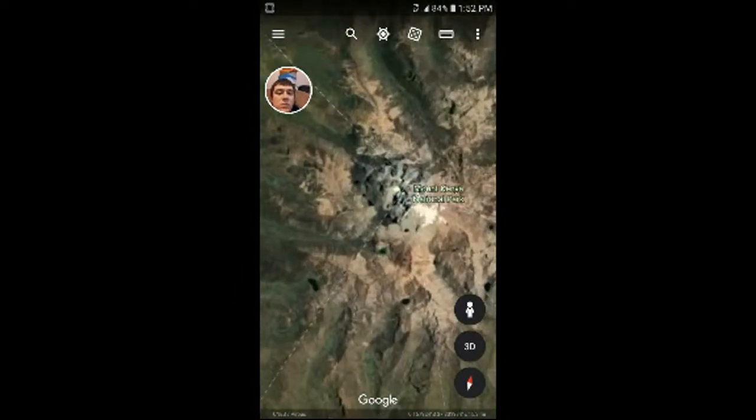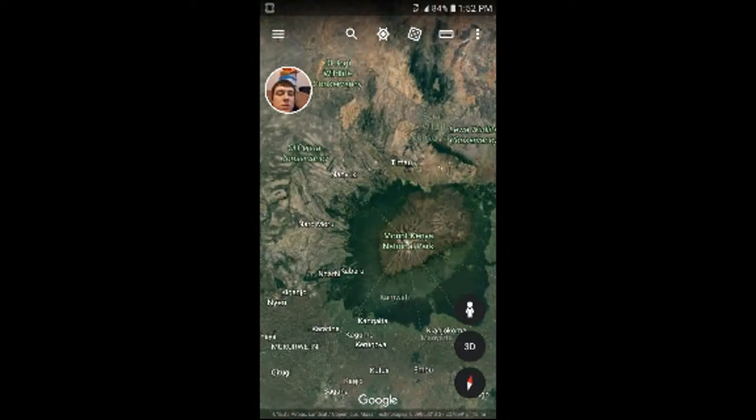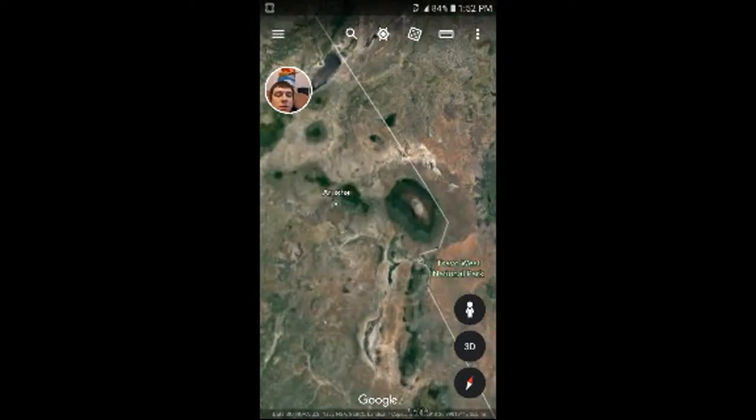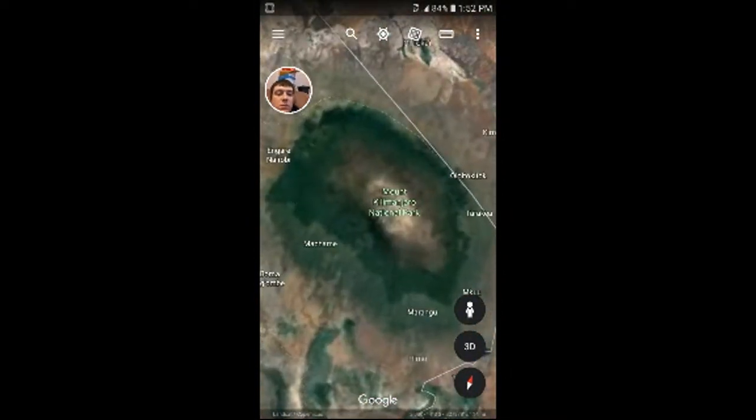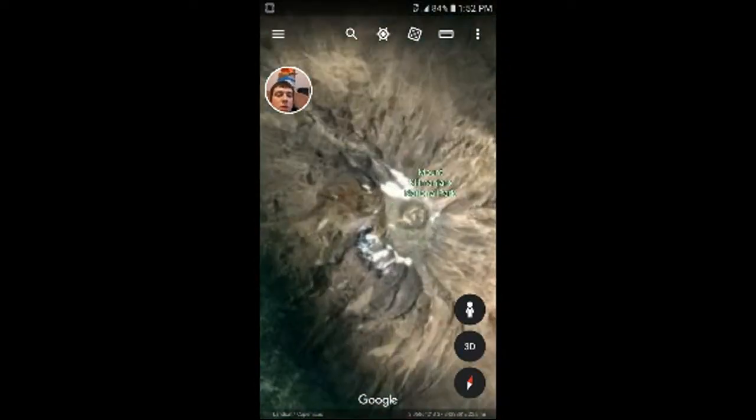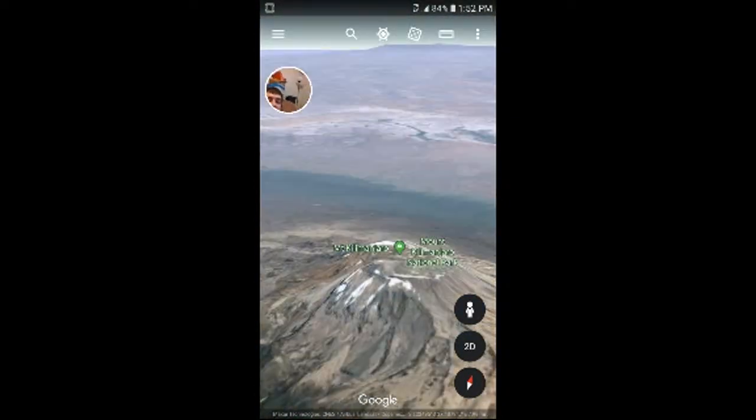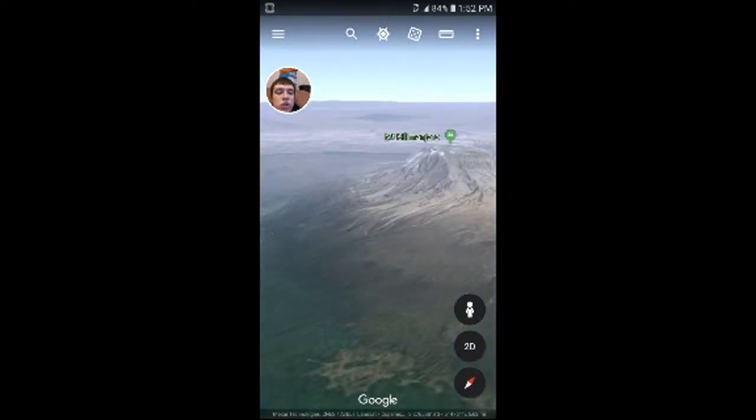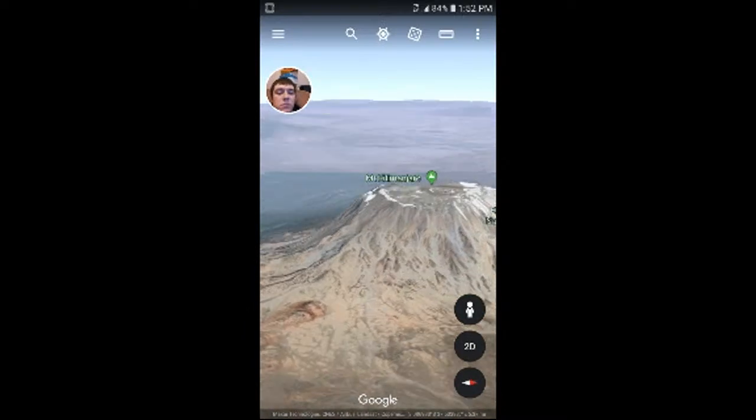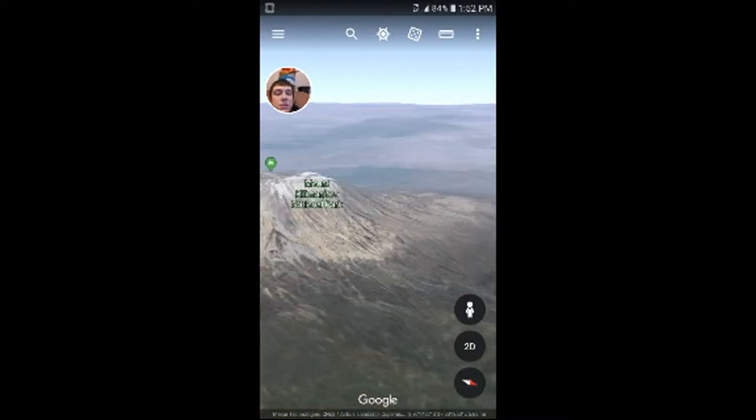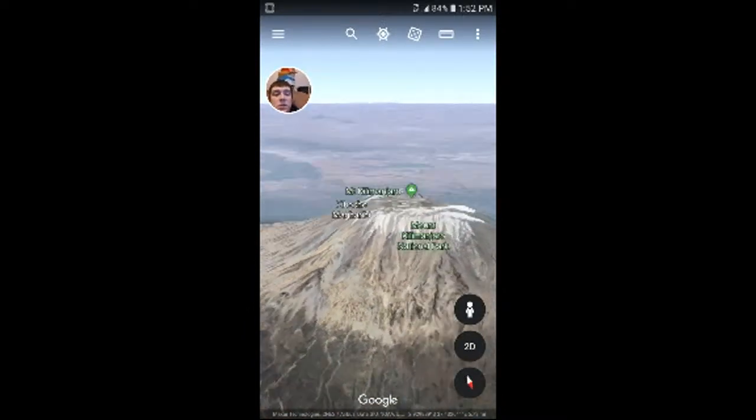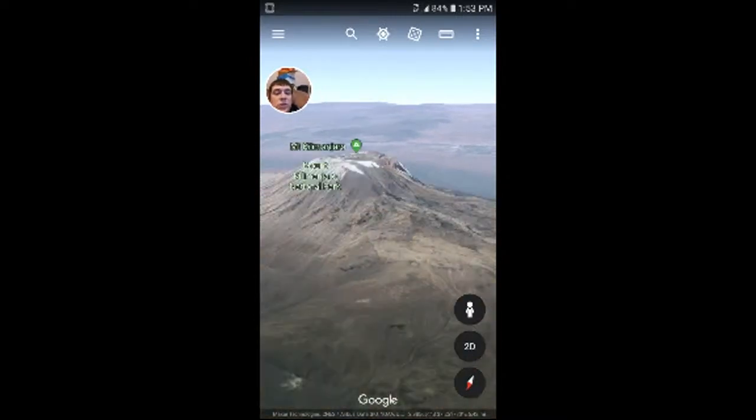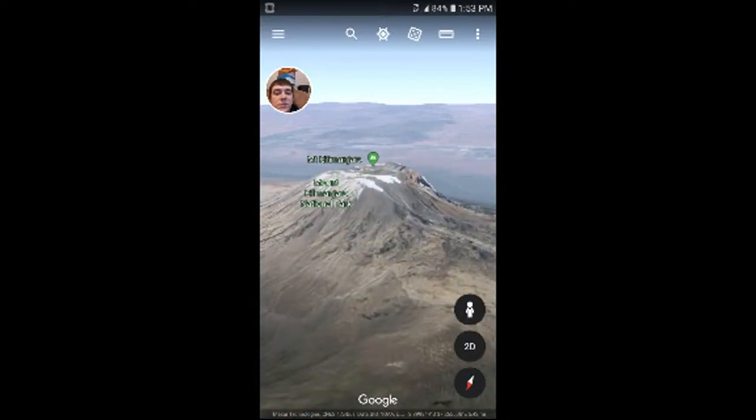Is this Kilimanjaro? That doesn't look like Kilimanjaro. Where is he? There, I believe. There we go. Alright, let's take a look at Kilimanjaro. This is a giant and beautiful mountain. The biggest mountain. Not the tallest, because Everest is the tallest, but Kilimanjaro, god dang, is the biggest.